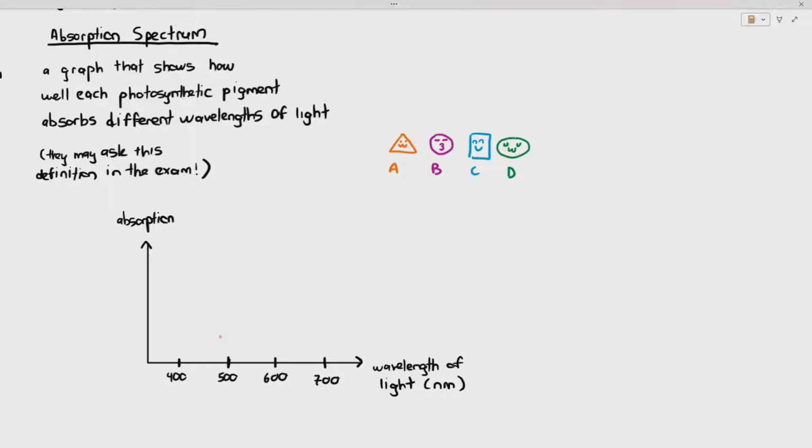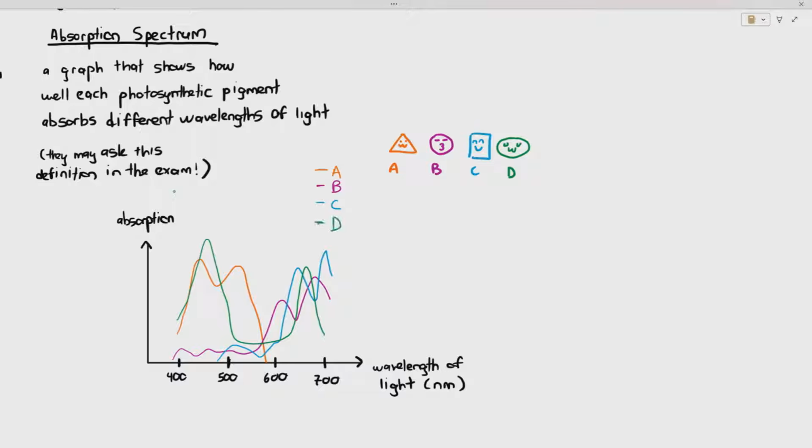Now, I'm just going to draw out the absorption spectrum of pigment A, pigment B, pigment C, and pigment D. I do not need you to memorize this graph at all. It is not important for you to memorize the patterns. You just need to understand what this graph means. All right. So you have 4 lines there.